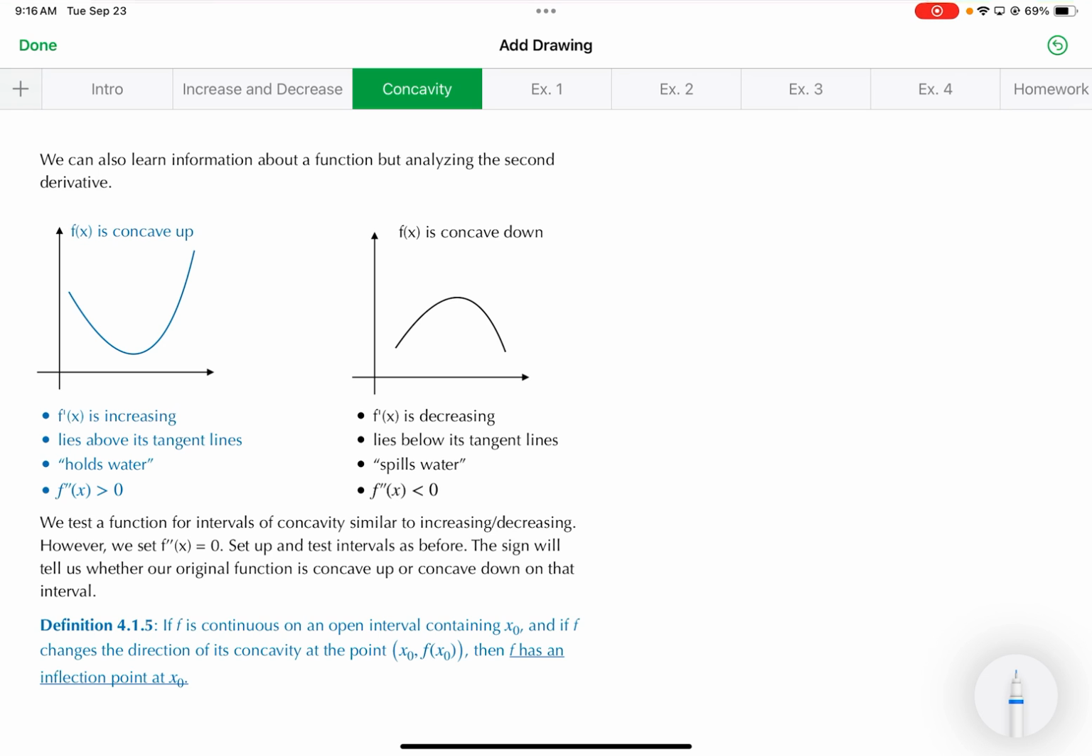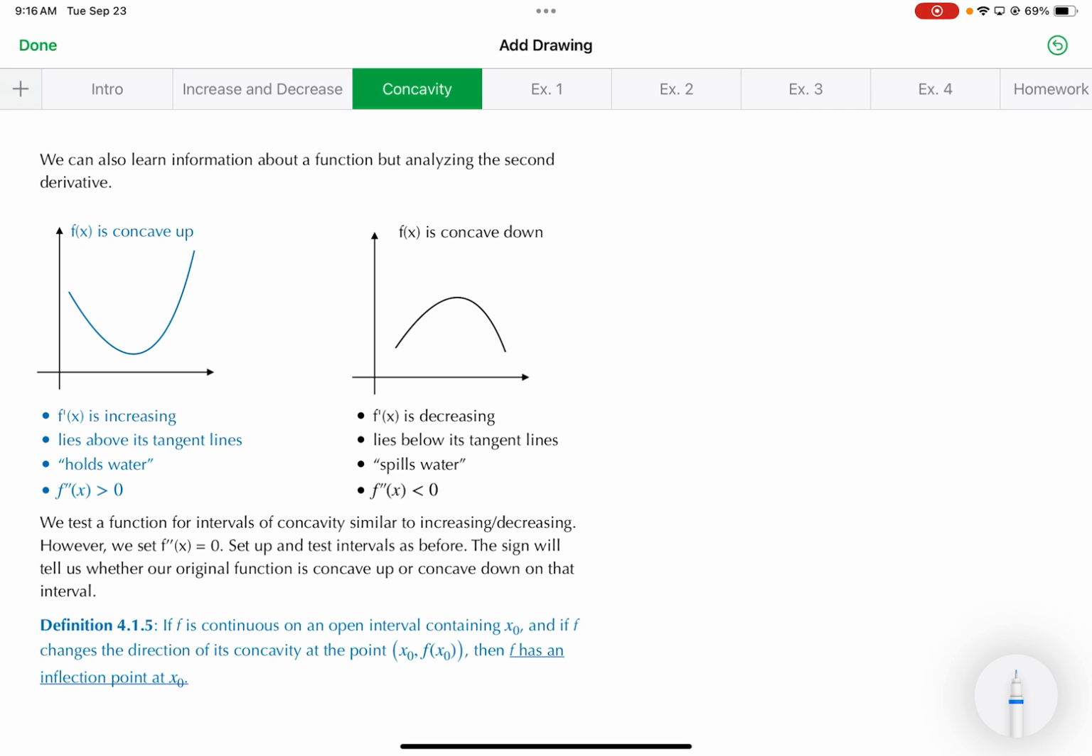So the other thing, like our first derivative tells us things about our original function, increase, decrease. We can also learn information about our original function by looking at our second derivative. Now, increase, decrease, that's a pretty easy concept for sure. Have you guys talked about concavity in a math class? Concave up, concave down?